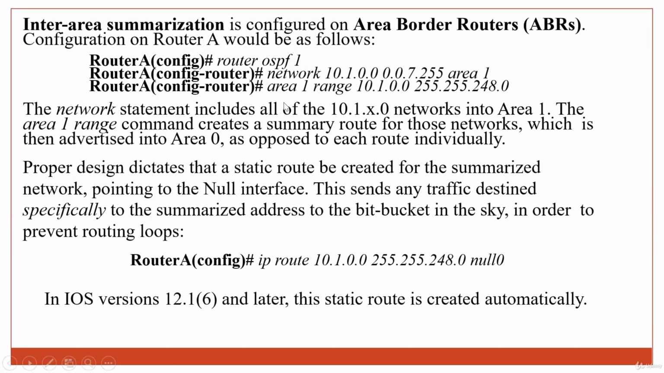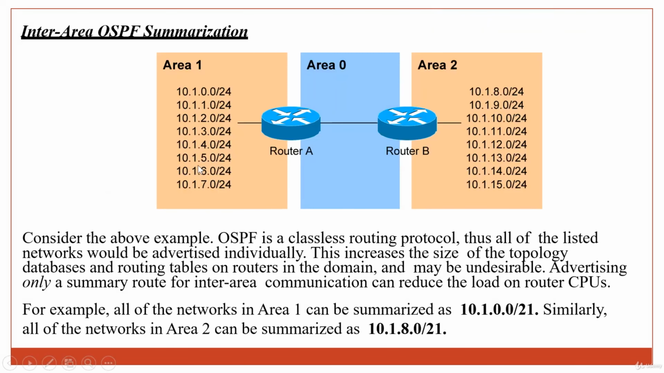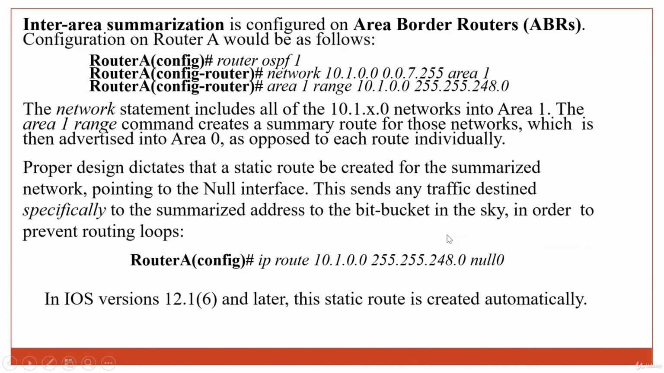Now what's the command? The command is very easy and straightforward. We can go to the router, and over the router you go to the area, and then you have to use the keyword called range, then the address and the subnet mask, and this will be done. Now there is one important point to mention: suppose you have some routes in between that are not part of the subnet. For example, if I don't have 1.5 and 1.6, I am still using this summarization, that is 10.1.0.0/21.